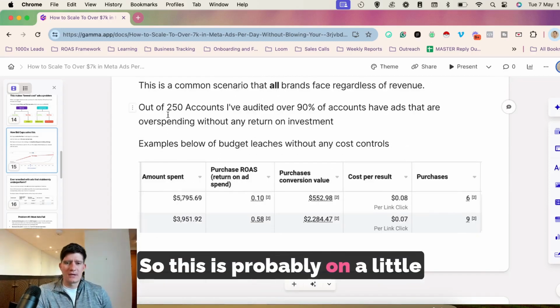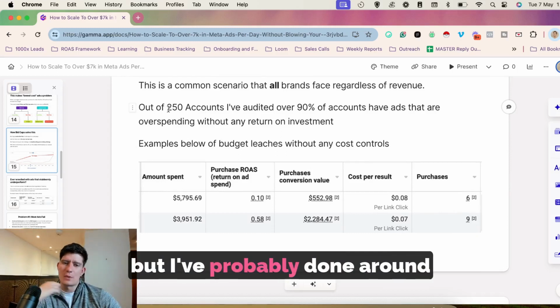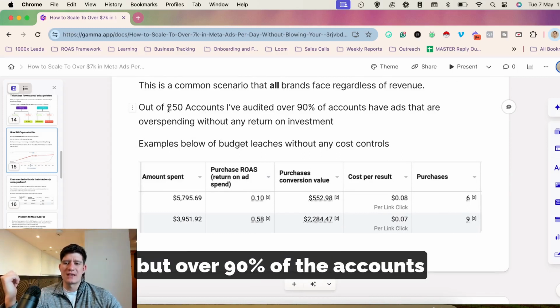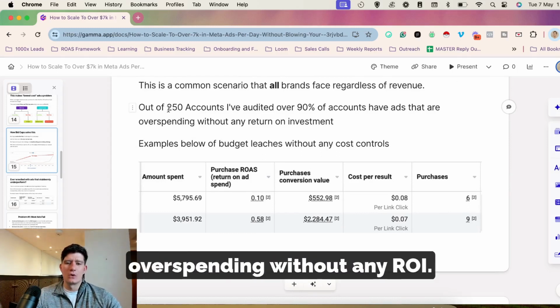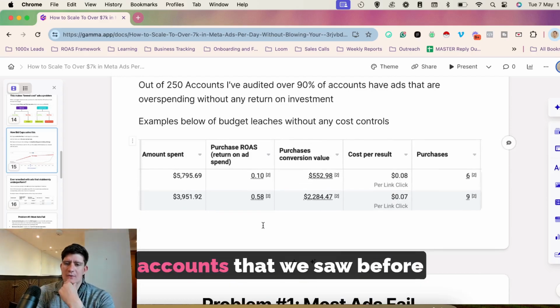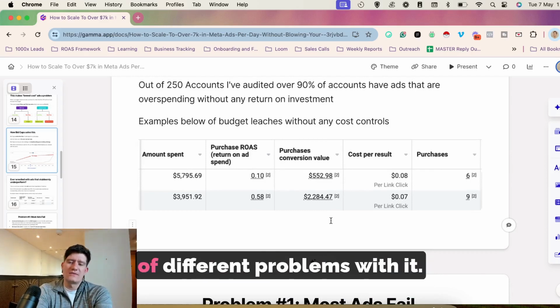So this is probably on a little bit of a conservative figure, but I've probably done around 250 accounts that I've audited, and over 90% of the accounts have a lot of ads that are overspending without any ROI. So this is actually one of the accounts that we saw before running. This had a load of different problems with it.